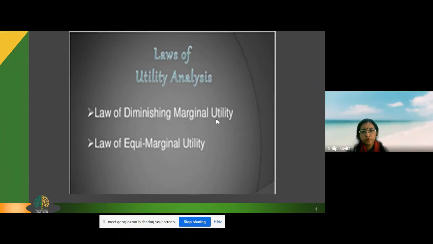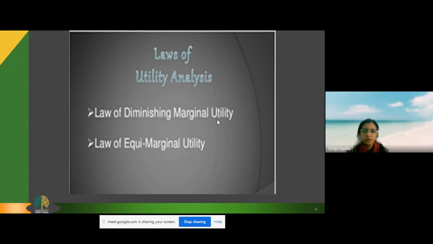The cardinal utility approach, as discussed in series 5, measures utility in imaginary units called utils. This approach has been explained through two laws: the law of diminishing marginal utility and the law of equimarginal utility. The law of diminishing marginal utility has already been discussed in series 5: as we consume more and more of a commodity, the utility which we get from each successive unit goes on diminishing.